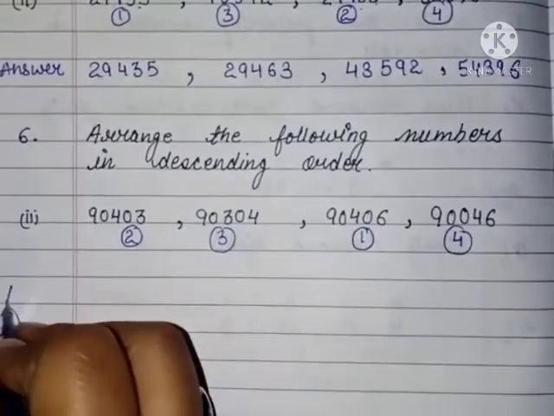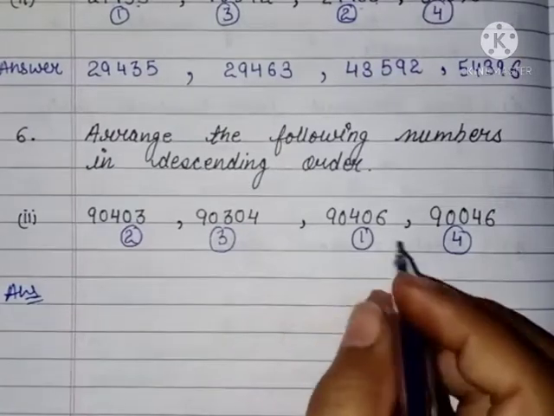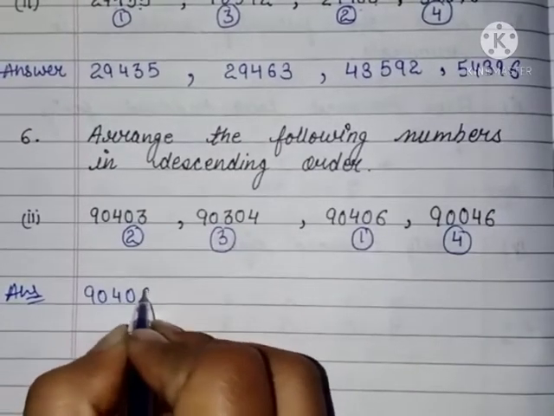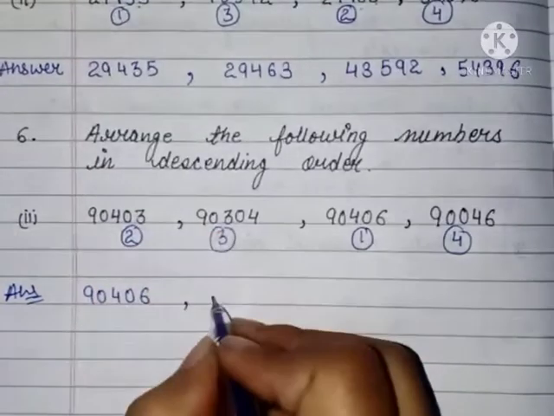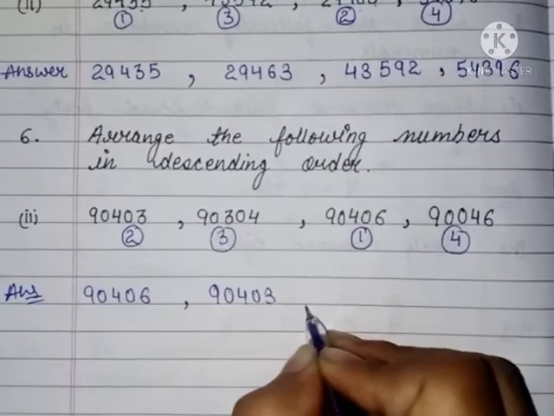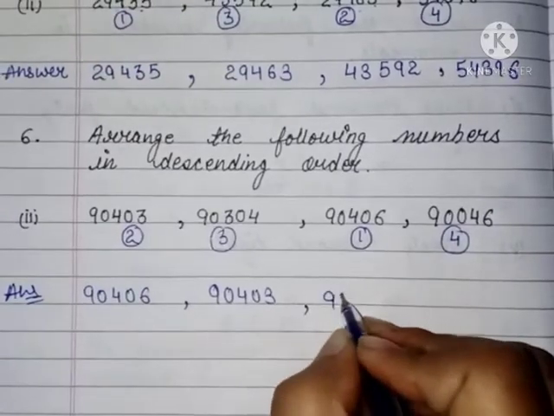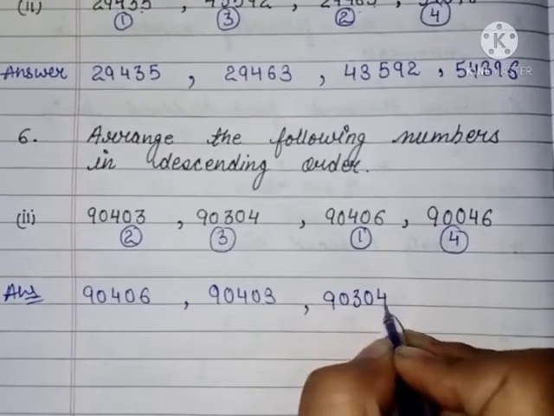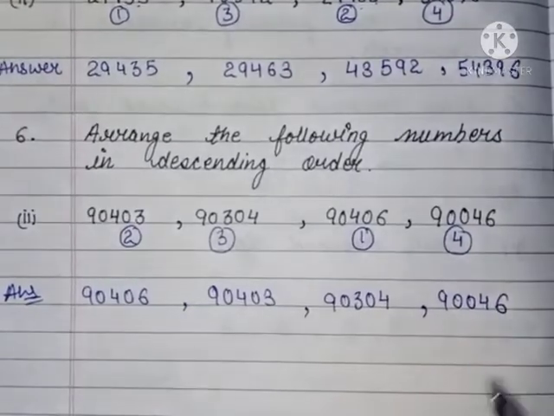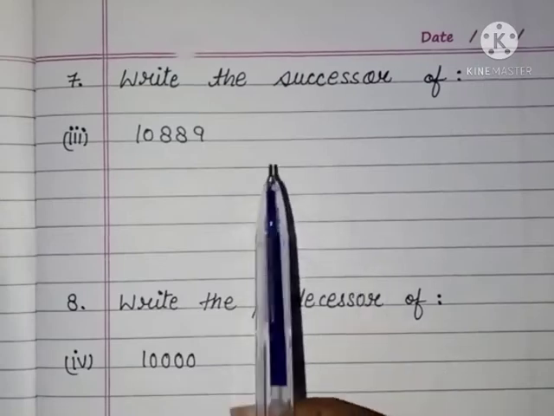Okay. Now arrange them according to their order. Greatest number is 90,406. Second, 90,403. Third, 90,304. Fourth, 90,046.